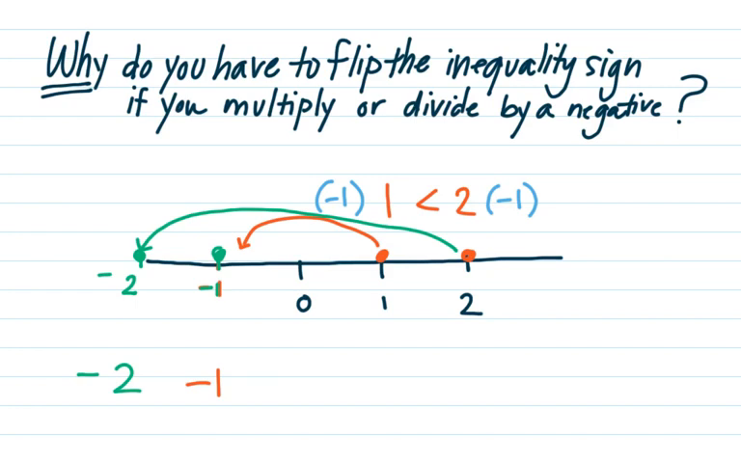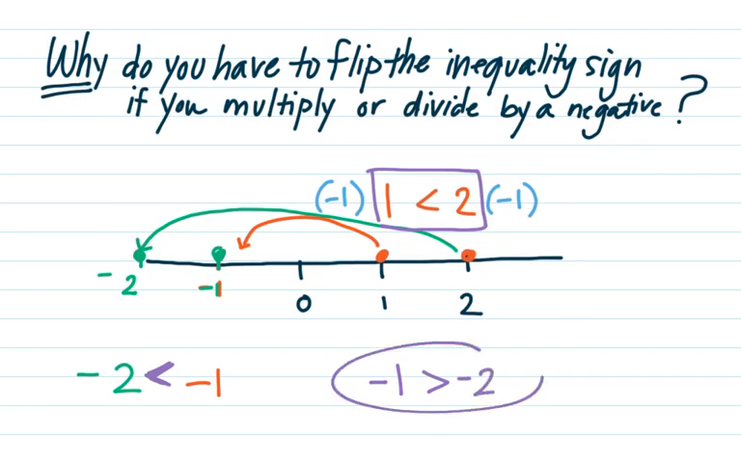We took this inequality here, 1 less than 2, but if we multiply both sides by negative 1, those points move all the way over here, and guess what? Negative 2, you can see, is to the left, or less than negative 1. So if you wanted to write it here with negative 1 on the left, you'd say negative 1 is actually bigger than negative 2. So you see what happened. If we multiply both the left and the right side of an inequality by a negative, it reflects it across the 0 and flips the relationship. So now instead of 1 less than 2, we have negative 1 greater than negative 2.